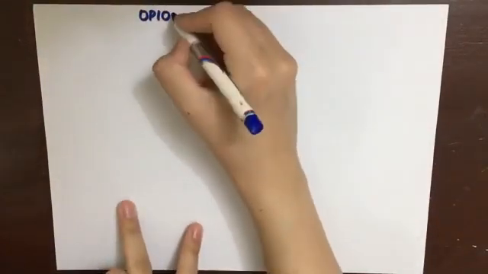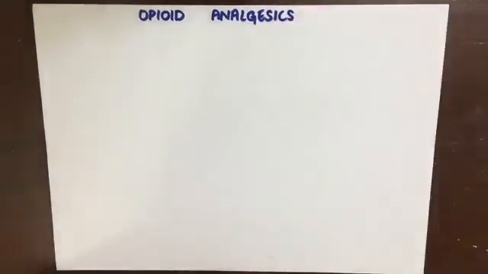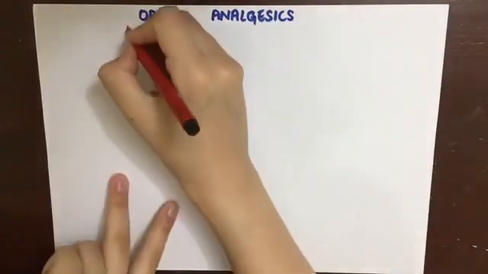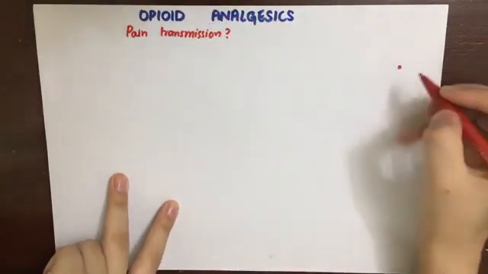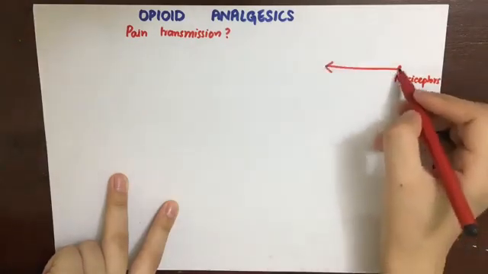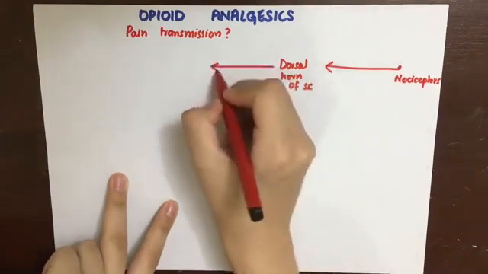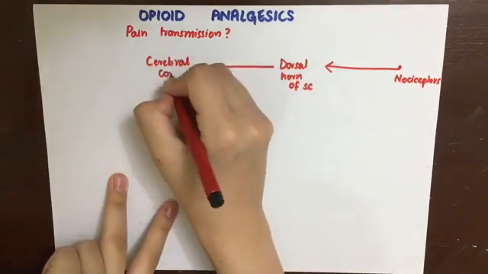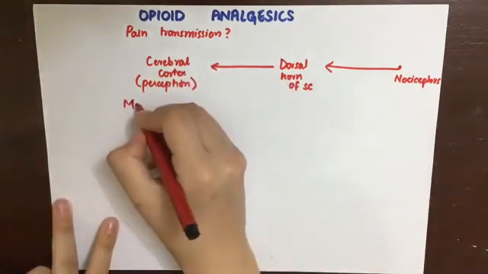Before looking at opioid analgesics in detail, let's first see how pain is transmitted. The nociceptors present in the various tissues such as skin and even internal organs can be stimulated by any sort of stimulus, mechanical, thermal, or chemical, and thus pain is transmitted to the dorsal horn of the spinal cord and then to the cerebral cortex for perception.